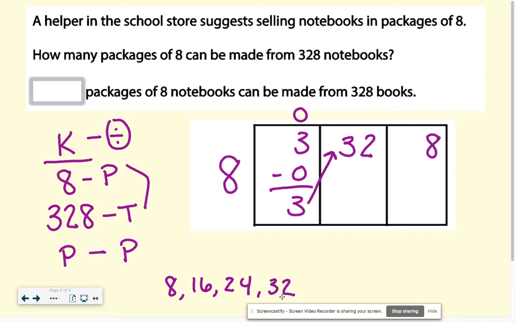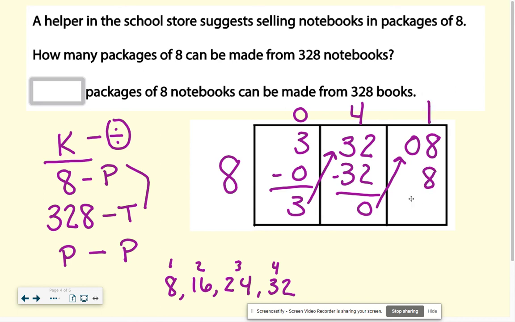Now I can stop already because I got to the amount of 1, 2, 3, 4 times. So we're going to put a 4 up here because 4 times 8 is 32. And when I go to subtract that, I get 0. I carry the 0 up to the next box. How many eights go into 8? 1 8 can make 8. And in this case, we have 0 remainder.